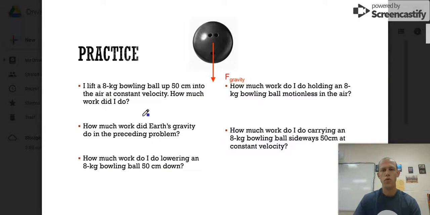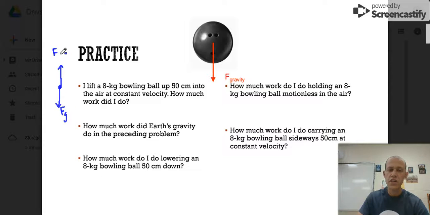All right, now we have a bowling ball that we're going to talk about. So if I lift an 8-kilogram bowling ball up 50 centimeters into the air at a constant velocity, how much work did I do? So if we want to do a free body diagram of this, if it's at a constant velocity already, that means my force applied is going to equal my force due to gravity. So it is in equilibrium, but it's dynamic equilibrium.